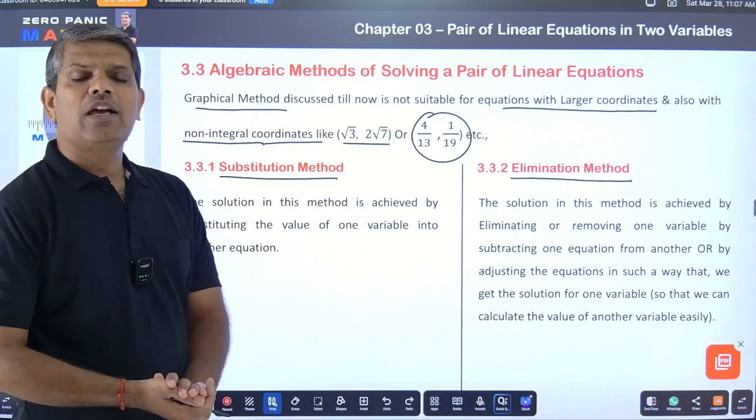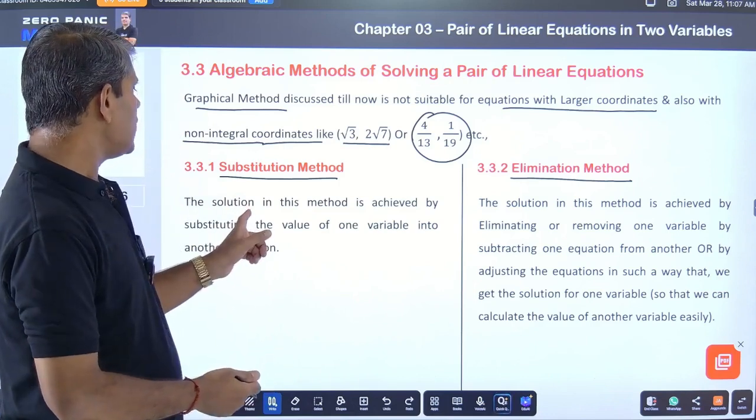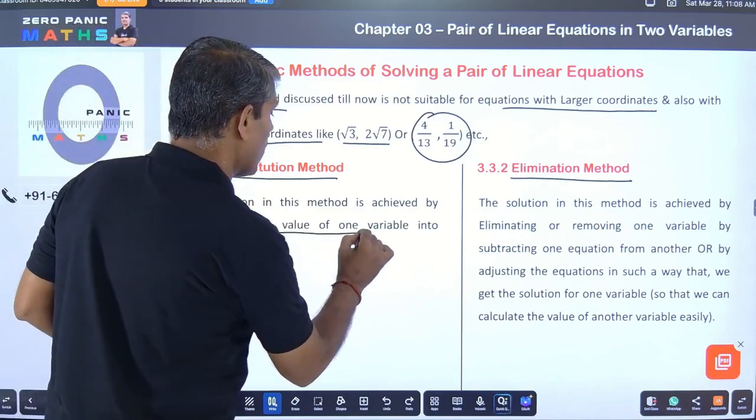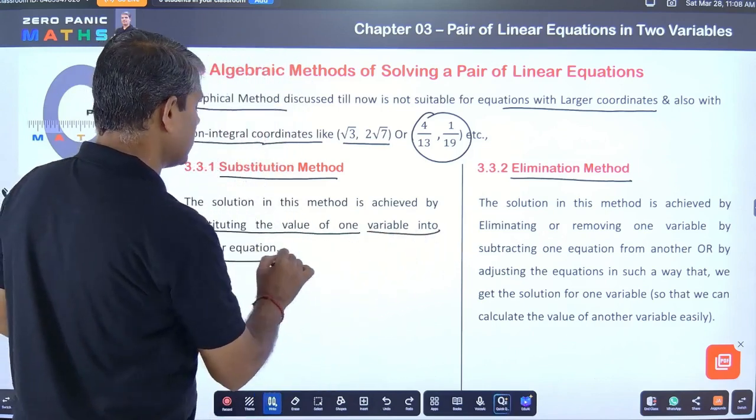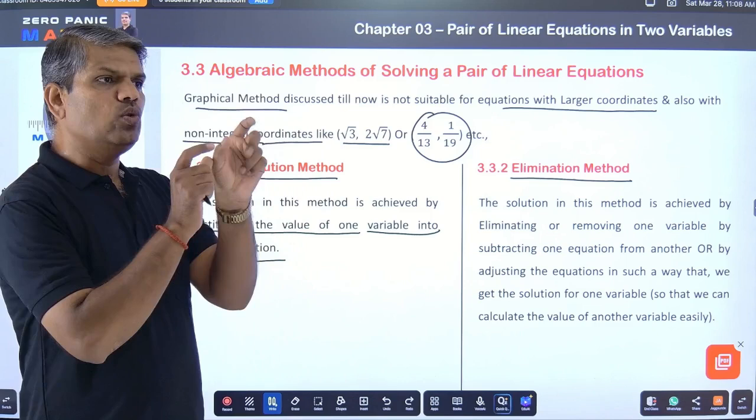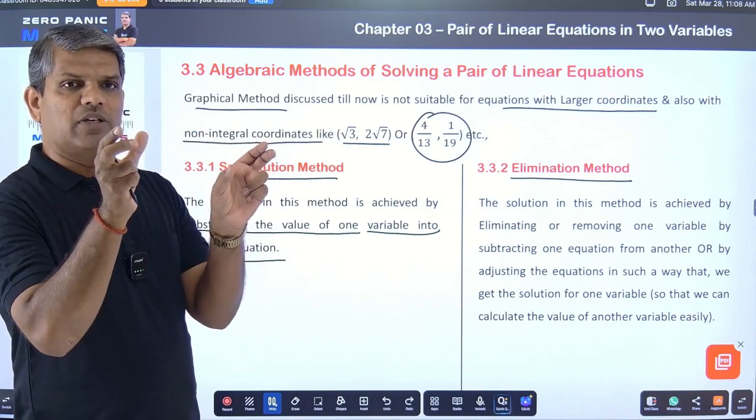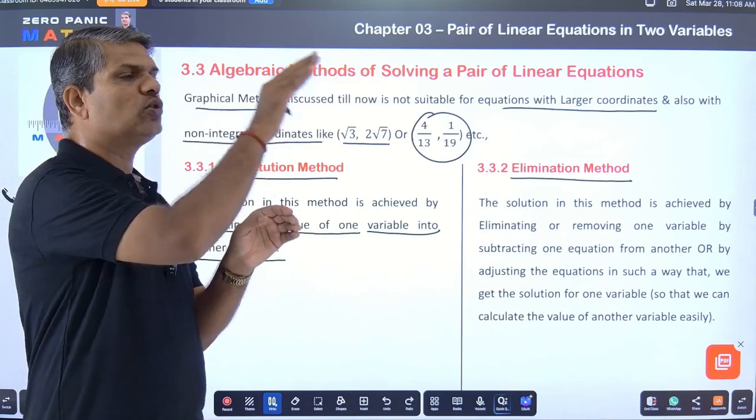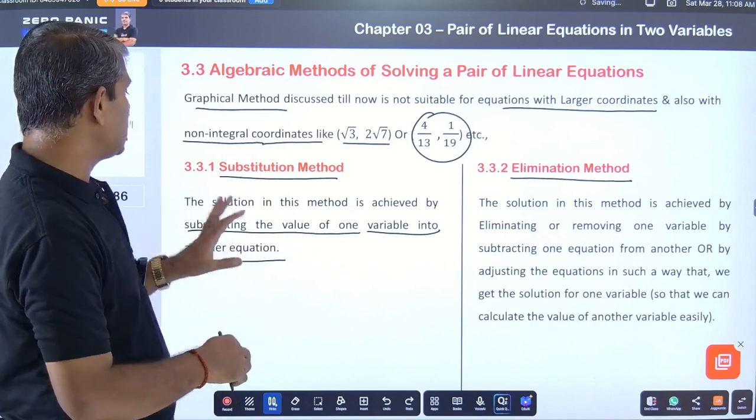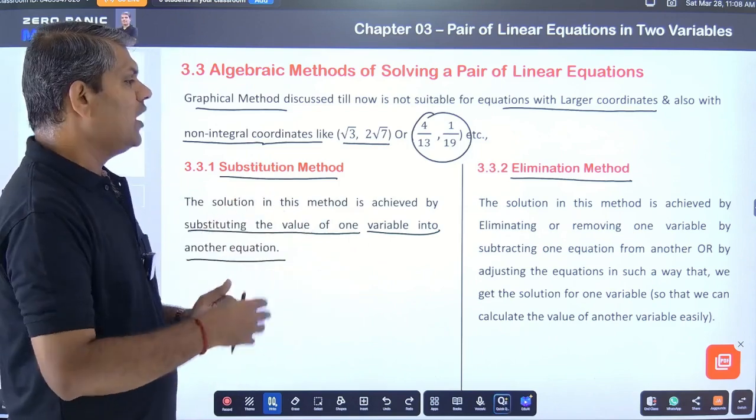As the name indicates, when a pair of linear equations is given, the solution in the substitution method is achieved by substituting the value of one variable into another equation. It means that with the given two equations, you first write one variable's value in terms of another variable, and then substitute that into the other equation to get the other variable's value also. That is the way of the substitution method. We will discuss the steps of the substitution method in detail.